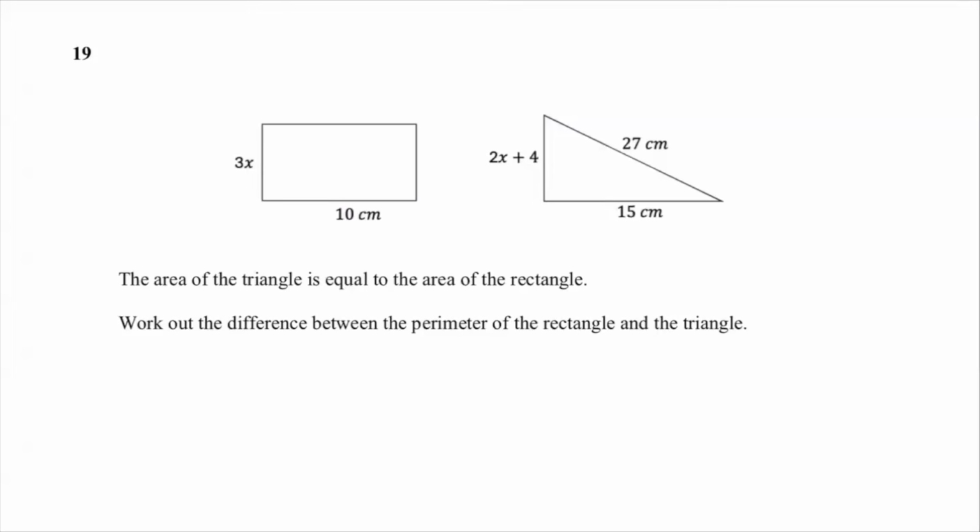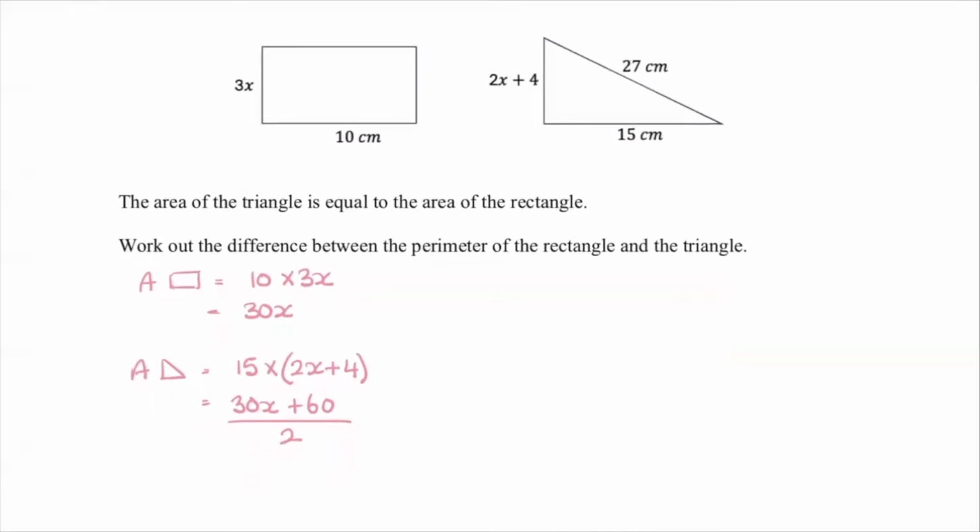So the first line is what is going to help me. They're saying that the area of the triangle is equal to the area of the rectangle. Now, the area of the rectangle is base times height. So it's going to be 10 times 3x, which is 30x. The area of my triangle is base times height. So that is going to be 15 times, and then the height, which is 2x plus 4. Now, it's all of this that has to be multiplied. So you're going to times the 2x by 15 to get 30x, and times the 4 by 15 to get 60. And then you divide by 2 because it's a triangle. So that's going to lead to 15x plus 30.